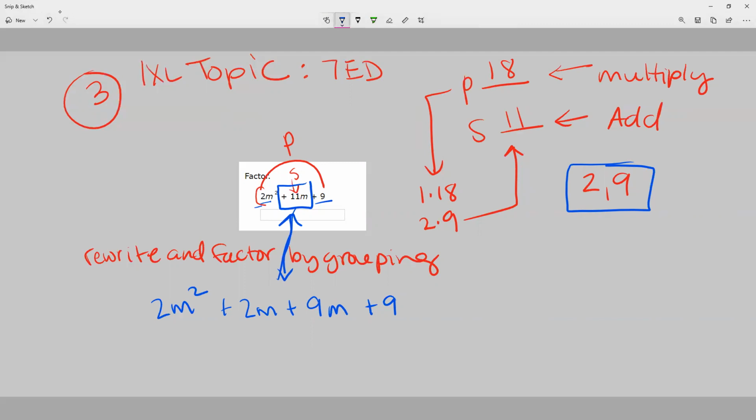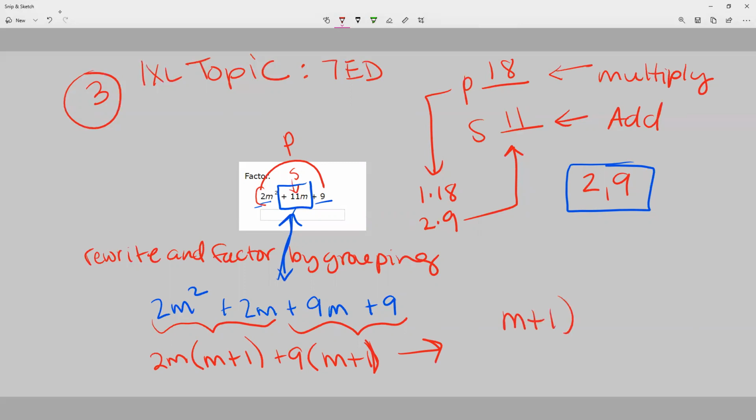So now I can factor this by grouping. So I have this and this. And so here I can take out a 2m, which leaves behind m plus 1. And here I can take out a 9, which leaves behind an m plus 1. And so really my answer is m plus 1 times 2m plus 9. So this is my answer.